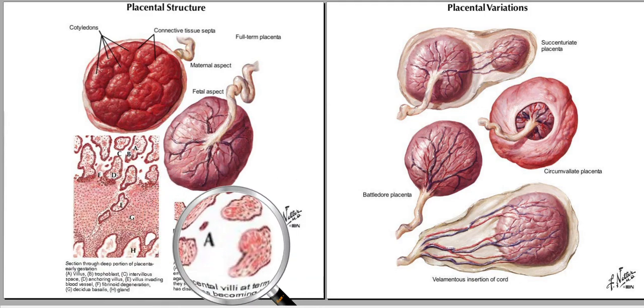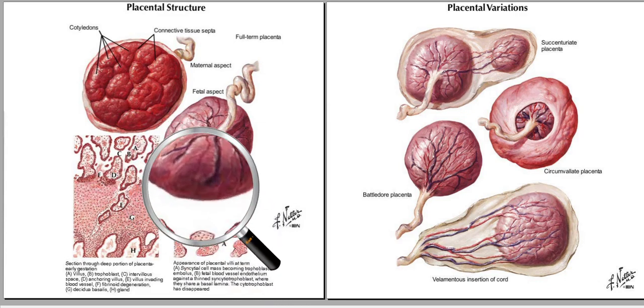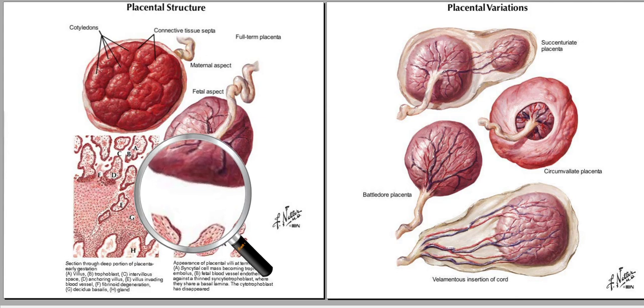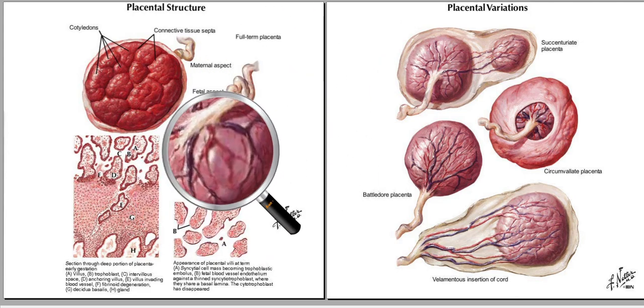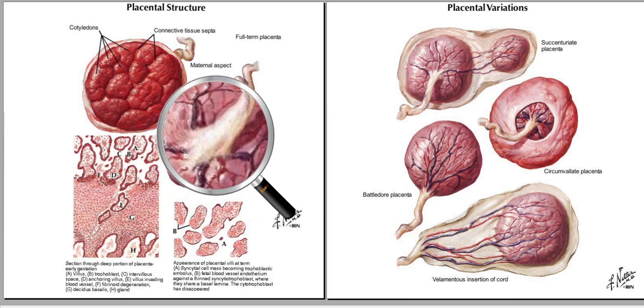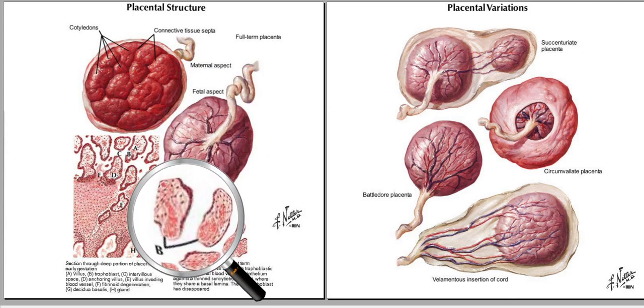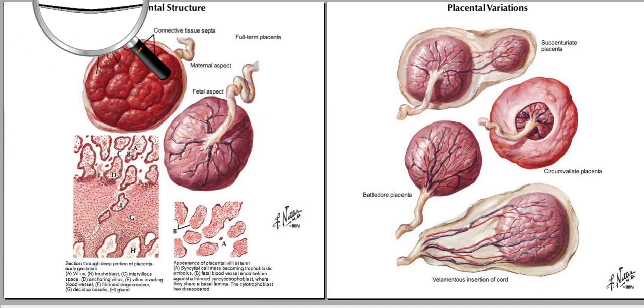So A, syncytial cell mass too. Plus I can see the fetal parts too. So here B is fetal blood vessels. Okay.